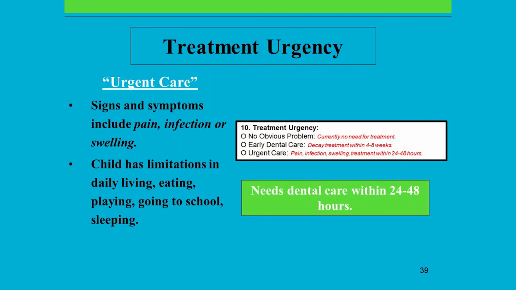Treatment urgency for urgent care is marked when you feel that treatment should be given to the child within 24 to 48 hours of the screening. This may be due to the presence of an abscess, a draining fistula, or swelling or other painful ulceration. This is also the category you should mark if the child has limitations to his or her daily activities due to dental pain. These activities include eating, playing, going to school, or sleeping. You may need to ask the child, parent, or caregiver, if available, some questions to ascertain this information.